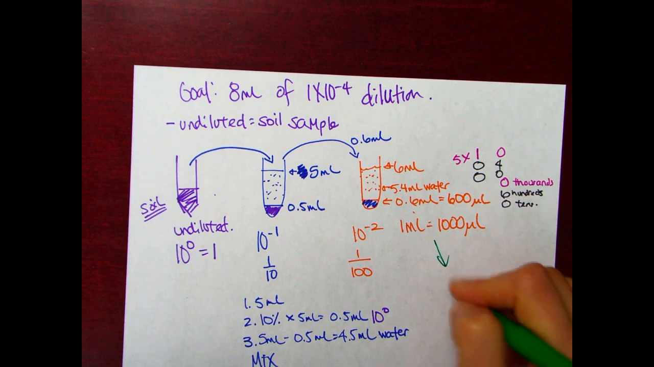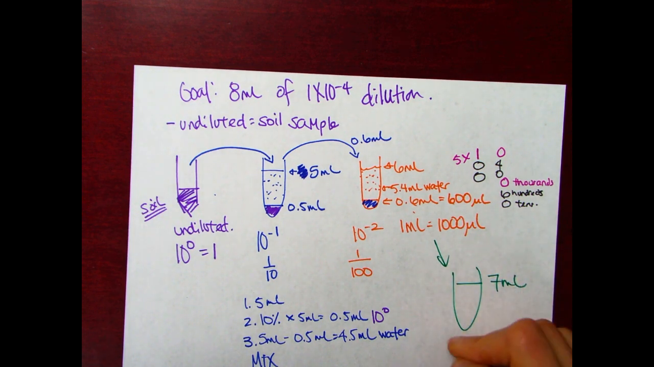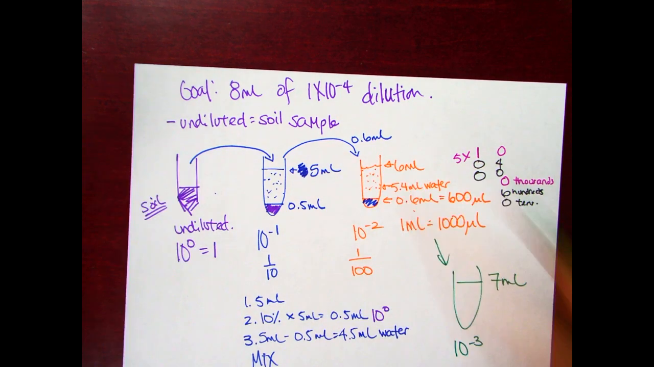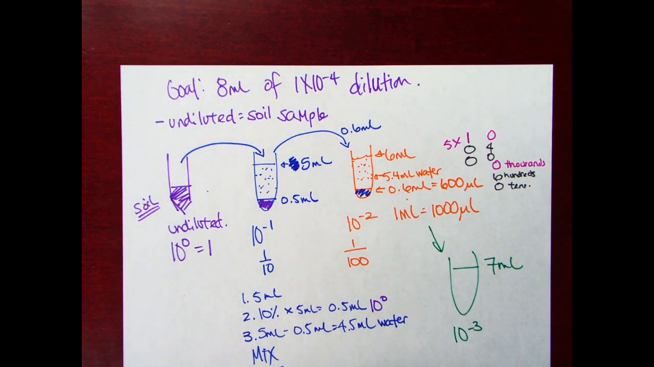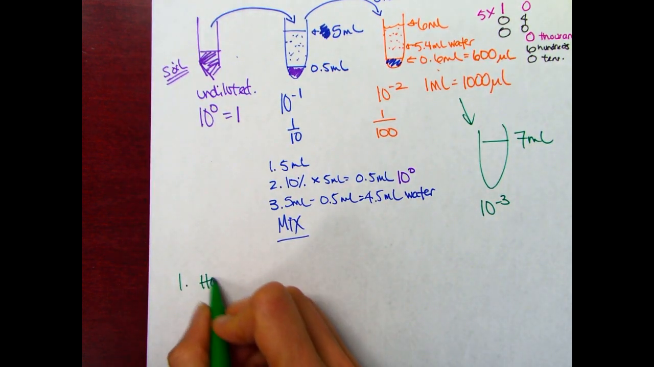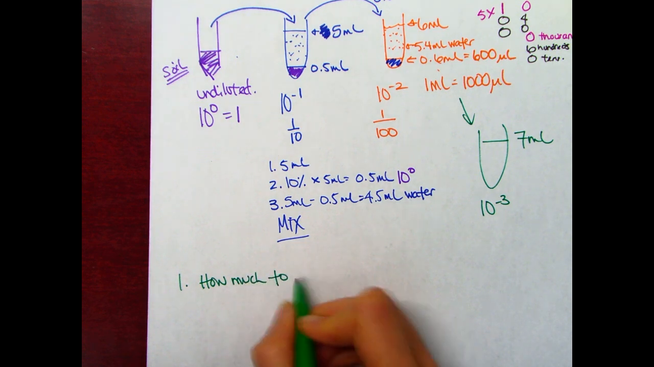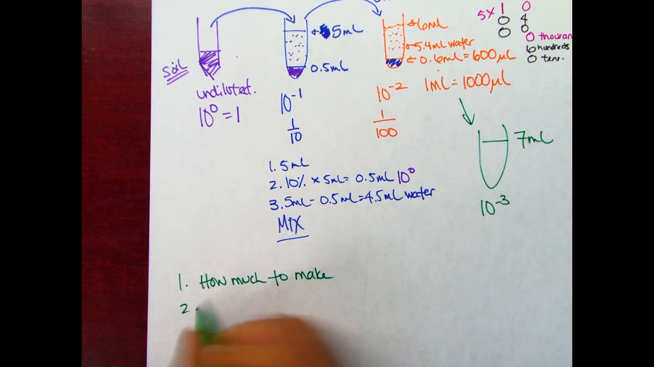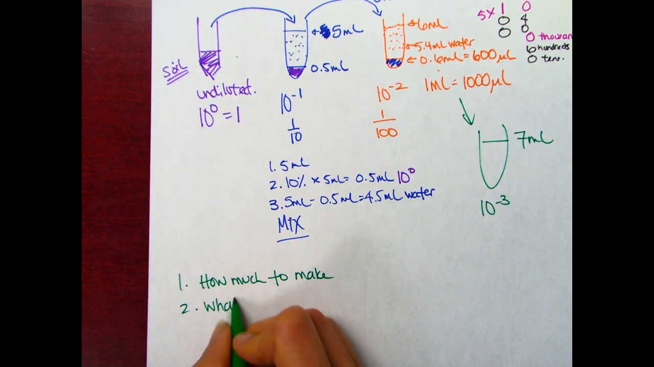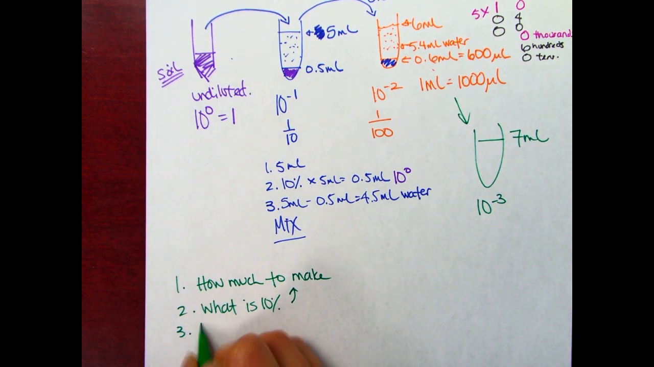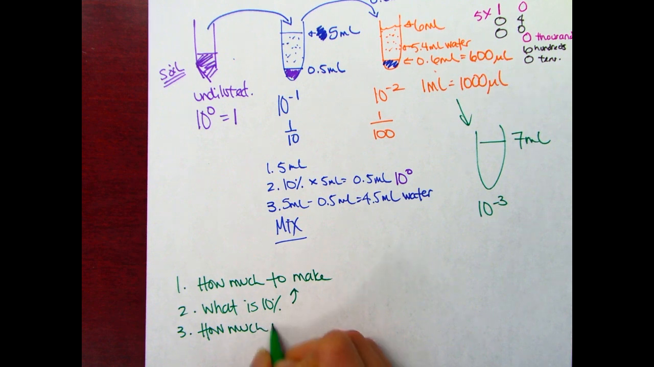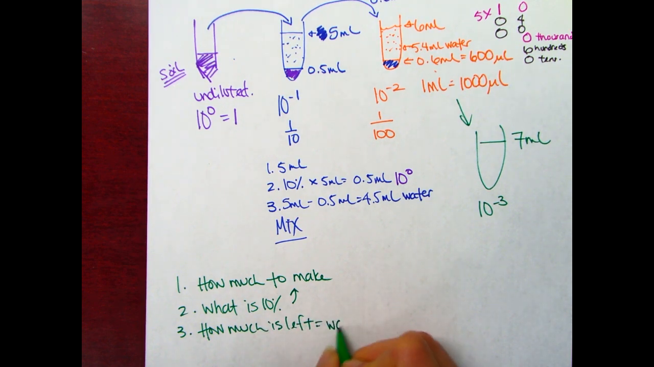So then we're going to make 7 mils of our 10 to the minus 3 dilution. Because remember, we're headed to 10 to the minus 4, and we have to do each 1/10. And so what were our steps? Step 1, I'll write them over here, is how much are we going to make? Which in this instance is going to be 7 mils. Step 2 is what is 10% of the amount that we're making. And then step 3 is how much is left, and that is going to equal the water.